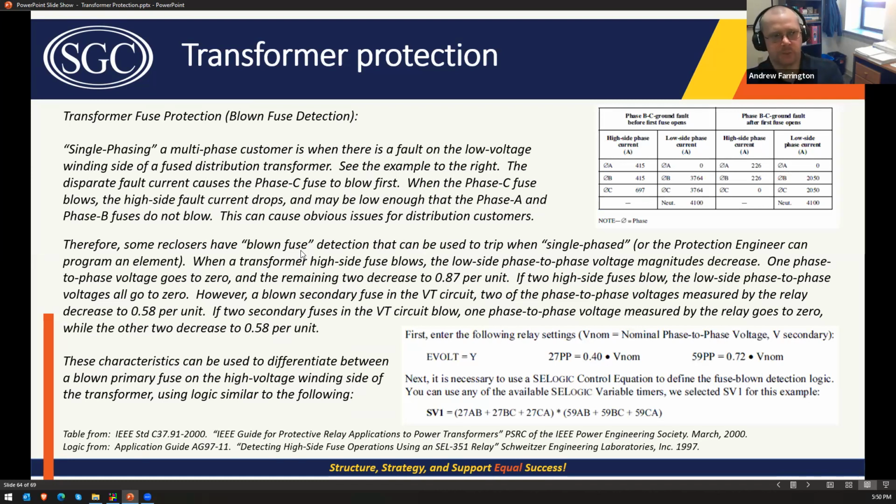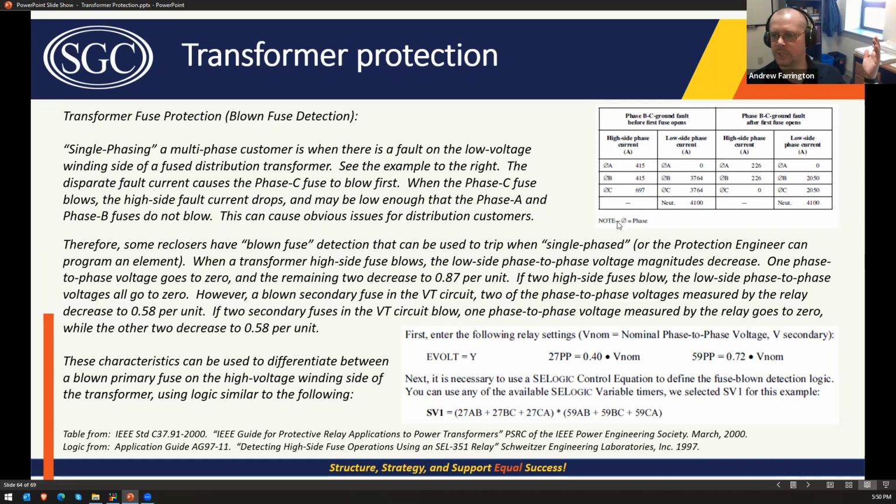Blown fuse detection. This is to prevent that single phasing that we talked about a little bit earlier, but mostly during the Aspen one-liner training. When you single phase a multi-phase customer, this can happen when there's a fault, like say a single line to ground fault on a distribution circuit outside of a fuse transformer, and one of the fuses blows.